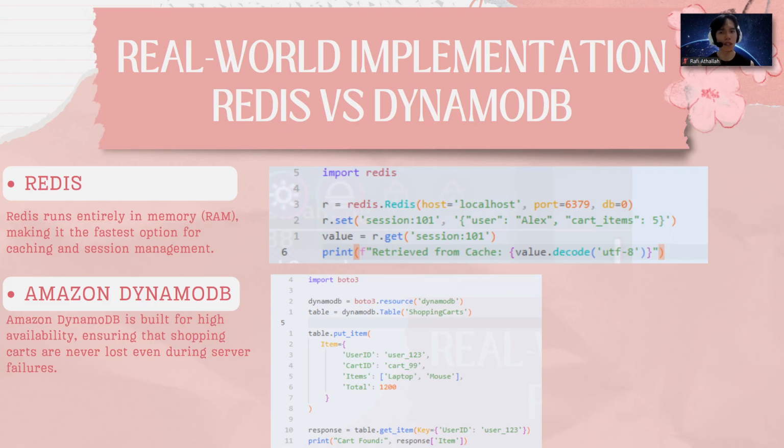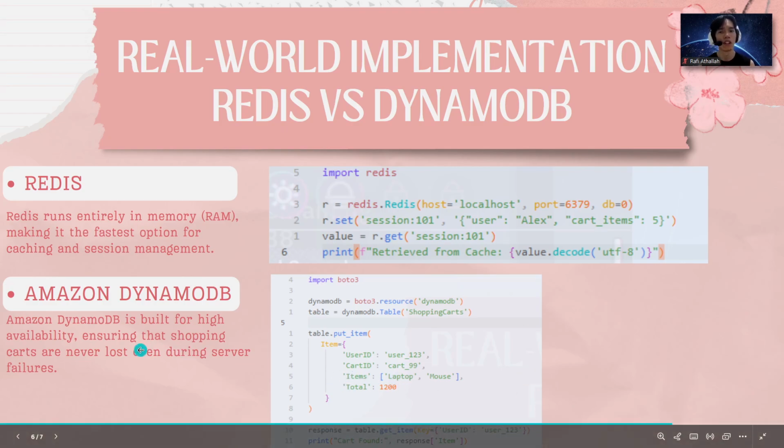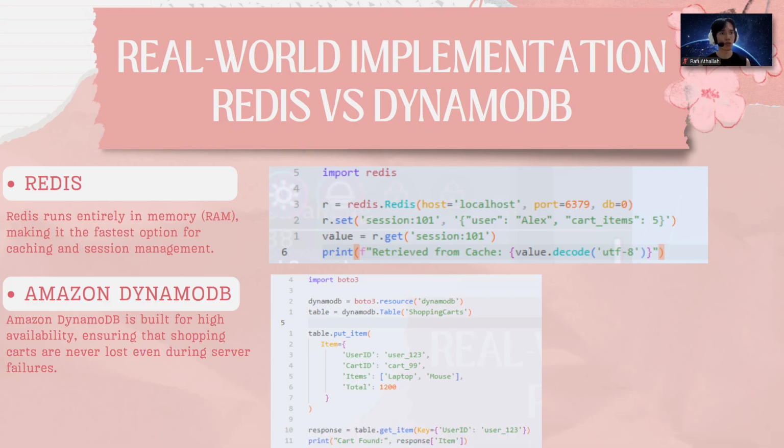Now, what about Amazon DynamoDB? Amazon DynamoDB is a key value database too, same as Redis, but the difference is that it's built for high availability, ensuring that shopping carts are never lost even during server failures, for example, like here. So Amazon DynamoDB is fundamentally different to Redis. Now, what makes it different?